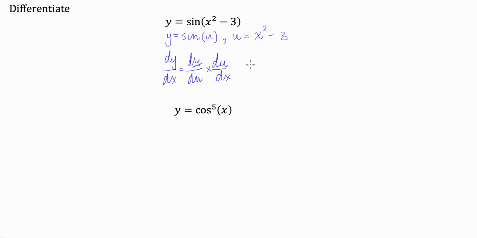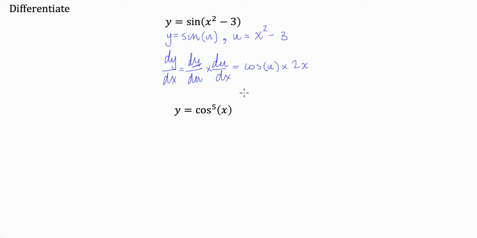So what we can do then is just fill in our bits and pieces. We have the derivative of y in terms of u: the derivative of sine is cos, so we have cosine of u. And we multiply that by the derivative of u in terms of x. Well, that's just 2x.